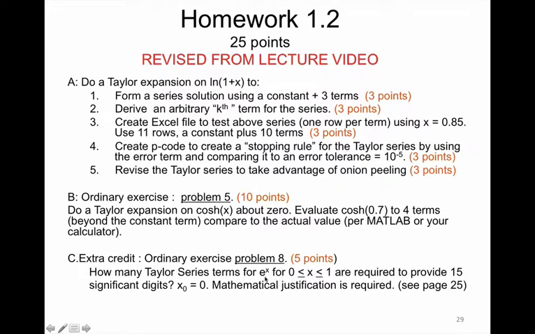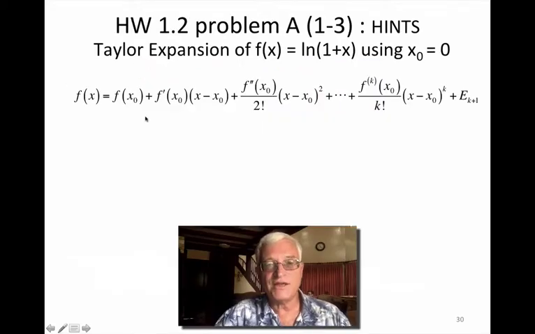If you don't have your book, it's pretty easy to create that Taylor series, so just go ahead and do it from the formula. If you are in the range from 0 to 1, then I'd like you to tell me how many terms are needed, not counting the constant, but terms beyond the constant, to get 15 significant digits. So we'll talk a little bit on the hints on how to do that.